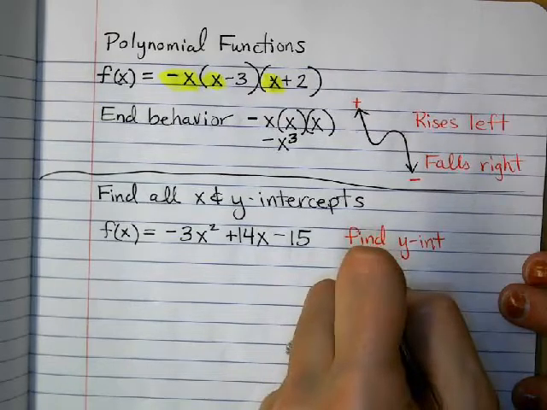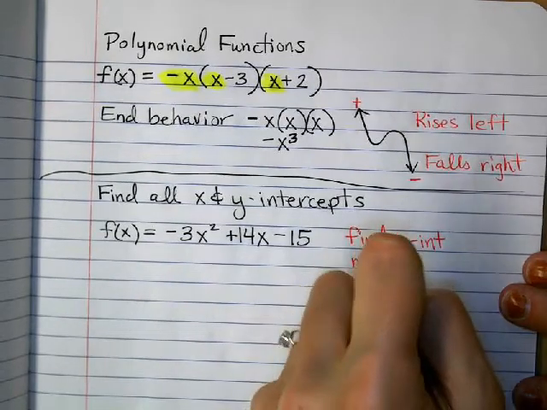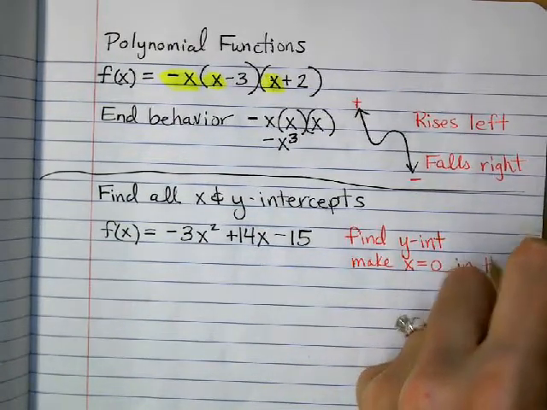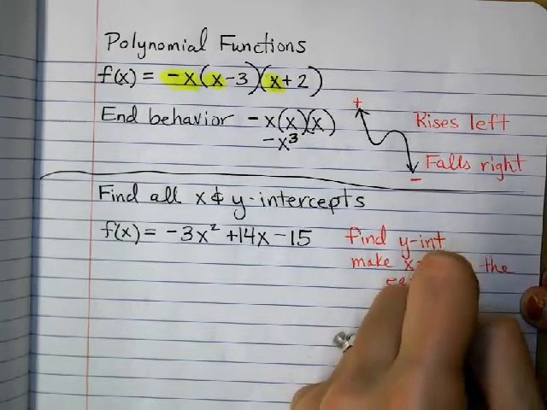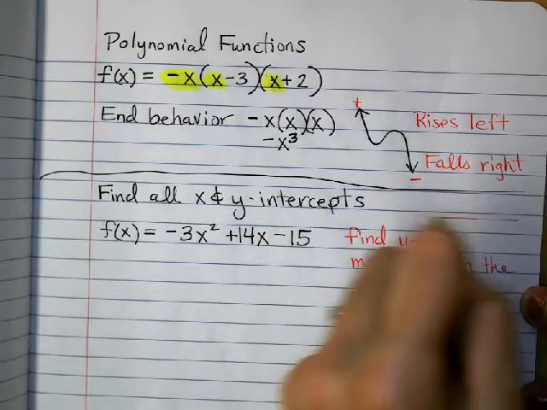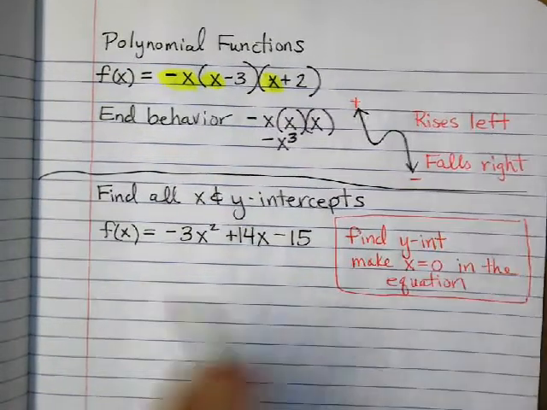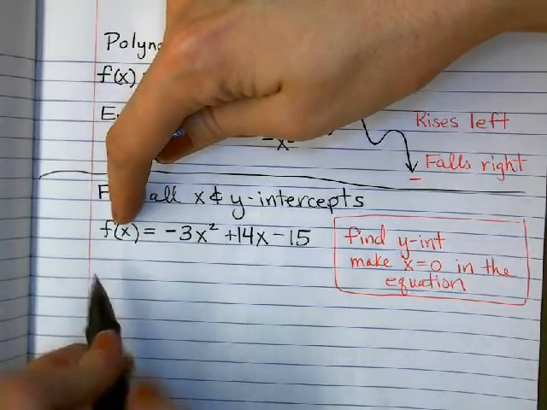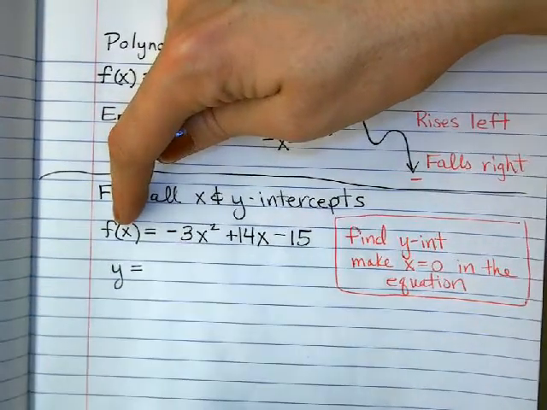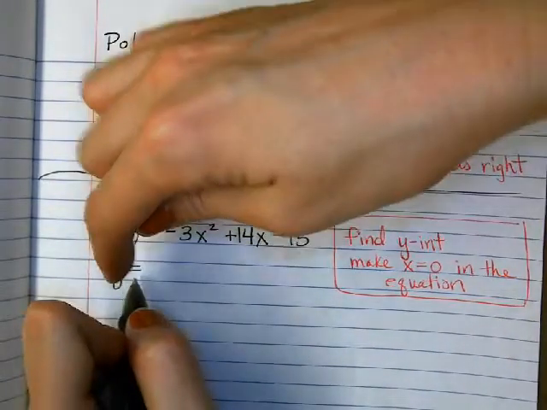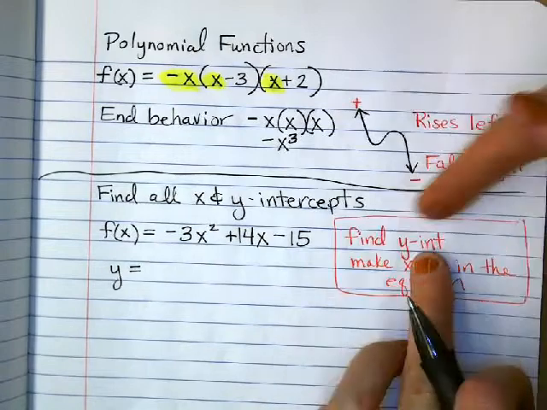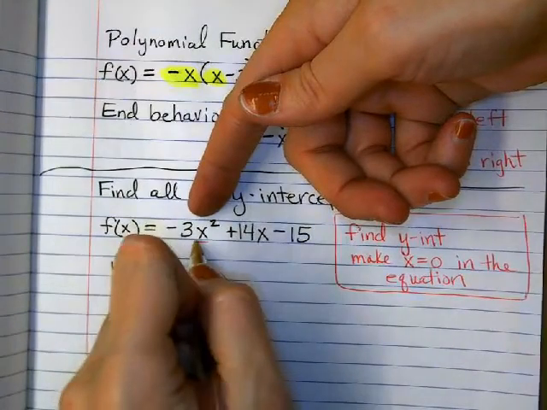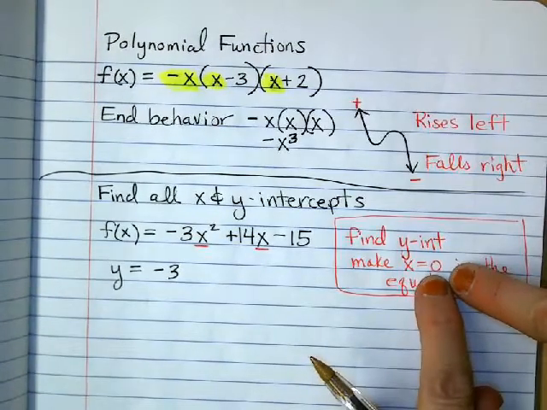Well, what you do is you go to the equation and you make x equals 0 in the equation. Okay, this is the rule for how do you find the y-intercepts. So you go over to this problem, and you know this f of x thing? You guys know that's the same as y equals. So we're going to find what y equals. We're going to find the y-intercept.